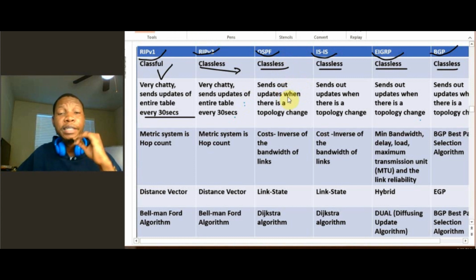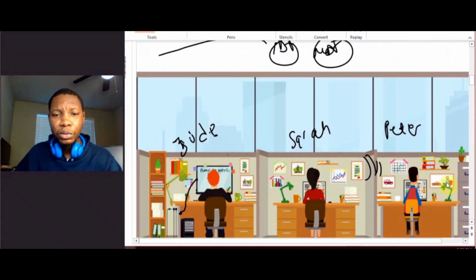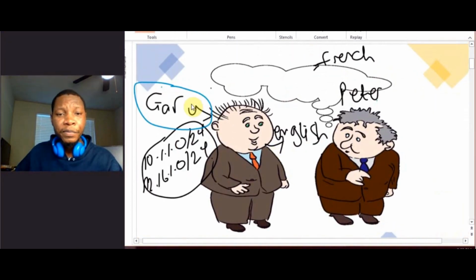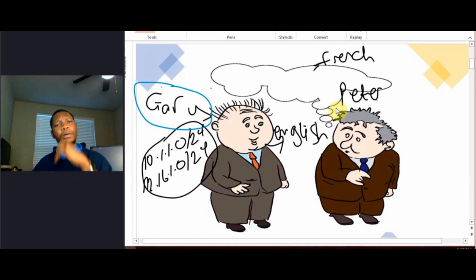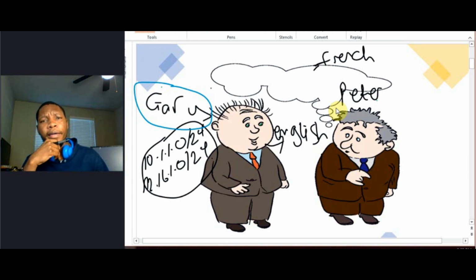OSPF sends updates when there's a topology change. So when you need a new information, that's when it tells you, oh, there's been a new change to my information. This is a new change, basically. So going back to our analogy, if Gary tells Peter, "Hey, my name is Gary," and Peter says, oh, okay, your name is Gary. Gary, how you doing? And Gary says, but my last name is also Checker. So my full name is Gary Checker. Peter will be like, oh, okay.